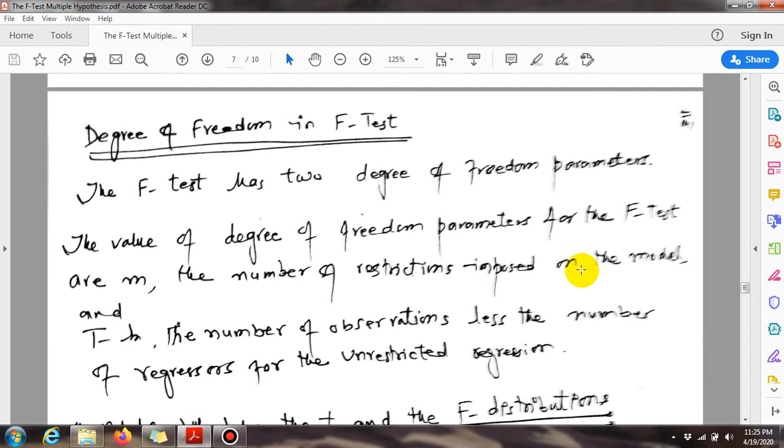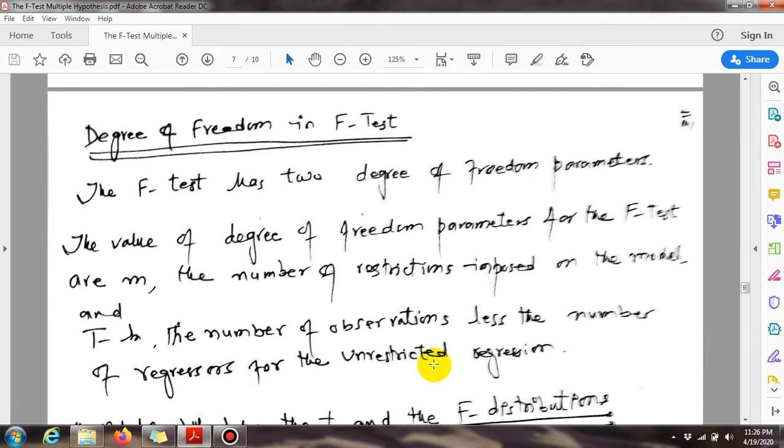In the F-test statistic, we have the formula: RRSS minus URSS, divided by URSS, multiplied by the ratio with M. So M is also a degree of freedom, but here we are giving its interpretation as the number of restrictions imposed in a model. The other is T minus K, the number of observations less than the number of regressors for the unrestricted regression.